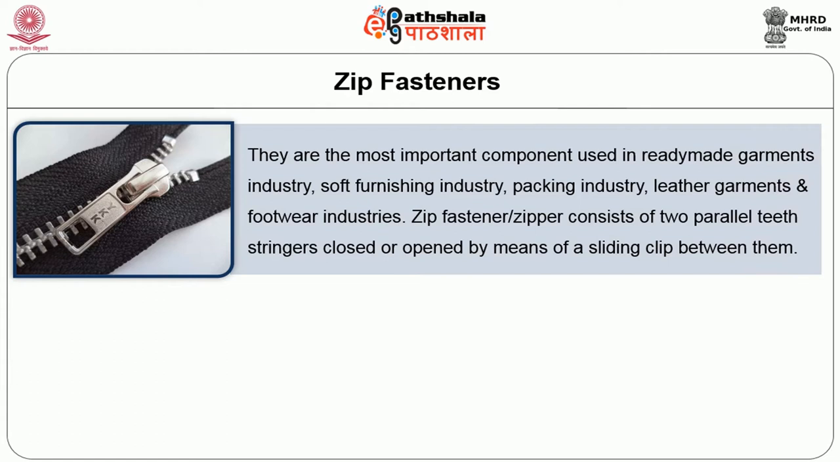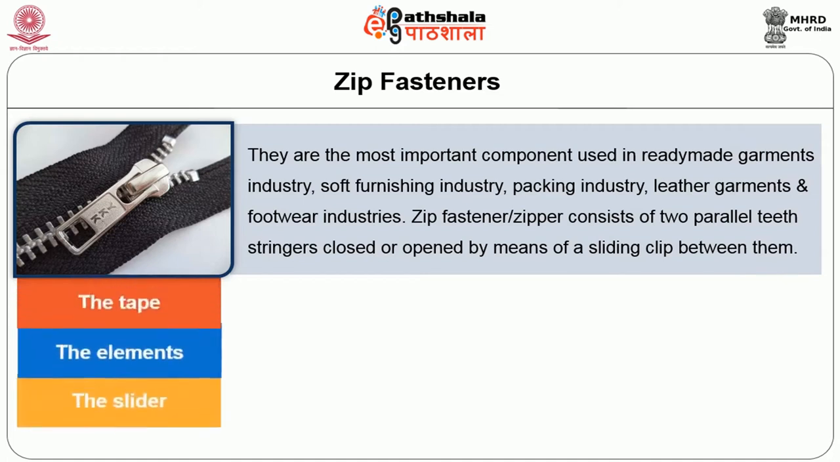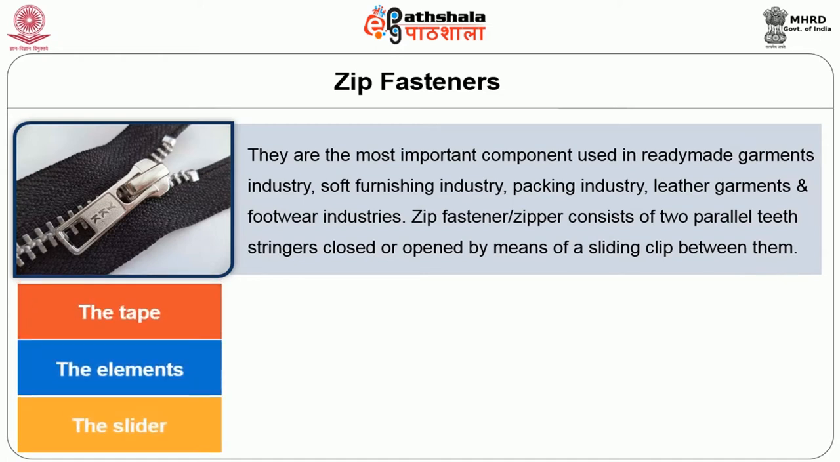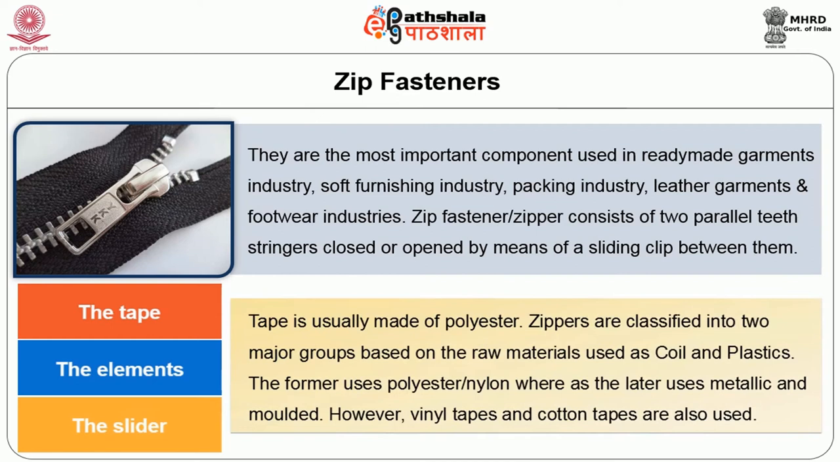Zip fasteners or zippers consist of two parallel strings closed or opened by means of a sliding clip between them. A zip has three major parts: the tape, the element and the slider. The tape is usually made of polyester. Zippers are classified into two major groups based on the raw material as coil and plastics. The former uses polyester and nylon, whereas the latter uses metallic and molded elements. However, vinyl tapes and cotton tapes are also used.